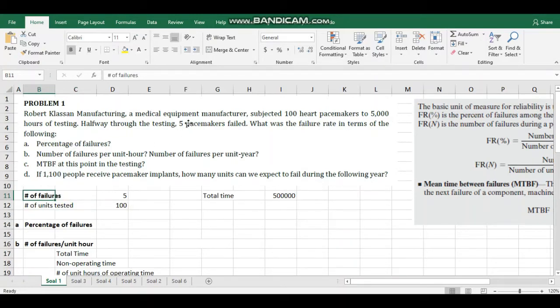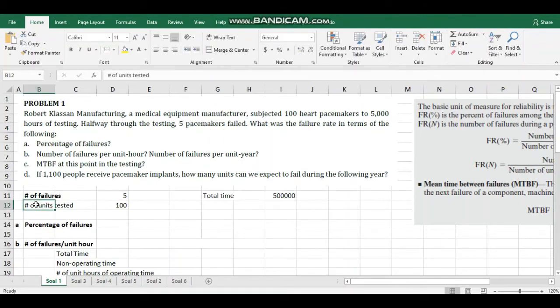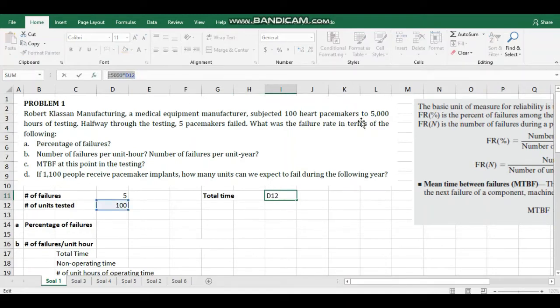Okay, so the info given is the number of failures, which is 5 pacemakers, and the number of units tested is 100, right? Subjected 100 heart pacemakers, and then the total time is 500,000 hours. We get it by multiplying the 5,000 hours of testing with the 100 heart pacemakers, so the total is 500,000 hours. Okay, let's start with point A.